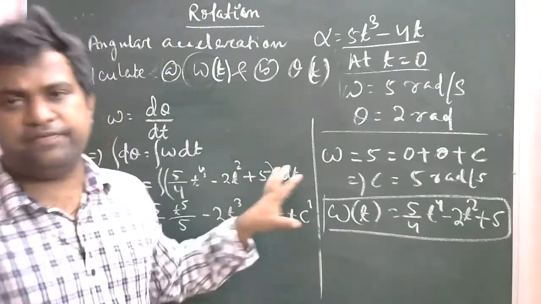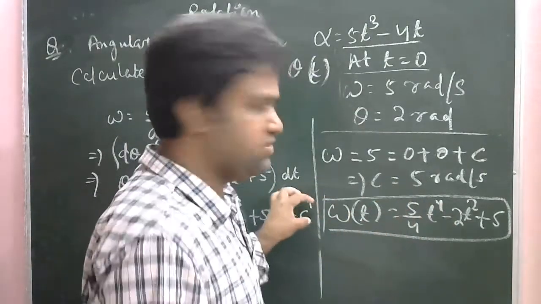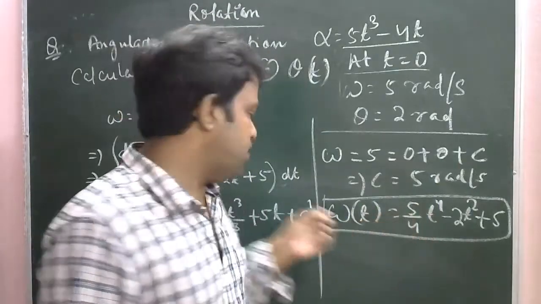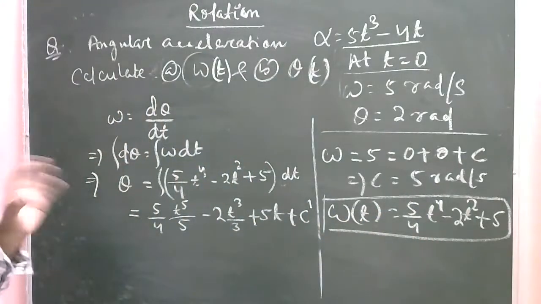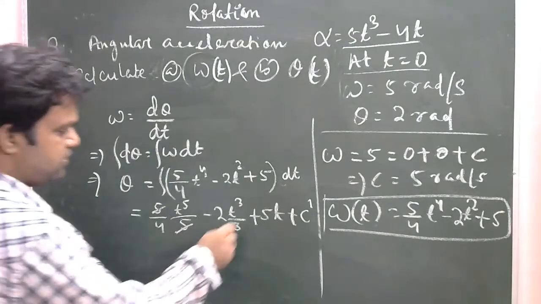C prime, I have just taken another constant because c I have used for the omega constant. This constant will not be the same. This is different than your previous constant. That's why I have written c prime. Let's say c prime, another constant, or a k you can write also. No issue. So 5 got cancelled.